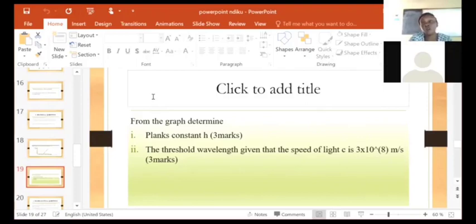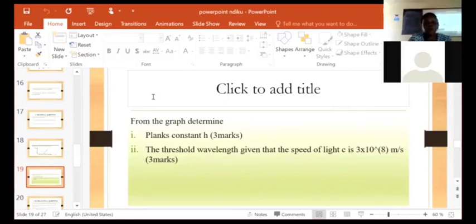The examiner will not continue marking. Some of us subtract, and only after that start writing the power. At the stage when you are calculating the gradient, the powers must be seen there. So it's good to be very careful when we have quantities on the axis multiplied by some powers of 10. Let's take note of that. When it comes to the second part of this question, the question says, calculate or determine the threshold wavelength given the speed of light, c equals 3 times 10 power 8.